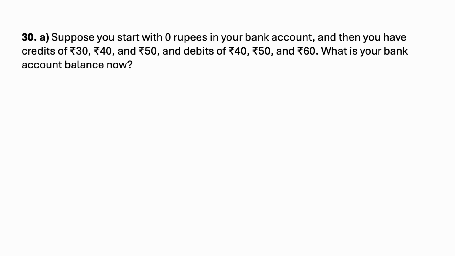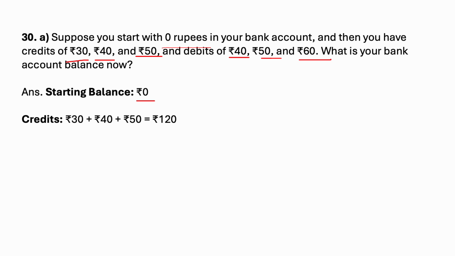Next one, suppose you start with 0 rupees in your bank account. Then you have credits of 30 rupees, 40 rupees and 50 rupees. And debits of 40 rupees, 50 rupees and 60 rupees. What is your bank account balance now? So you started with a 0 rupees. Starting balance is 0. Then you have credits of 30, 40 and 50. So credits 30 plus 40 plus 50.